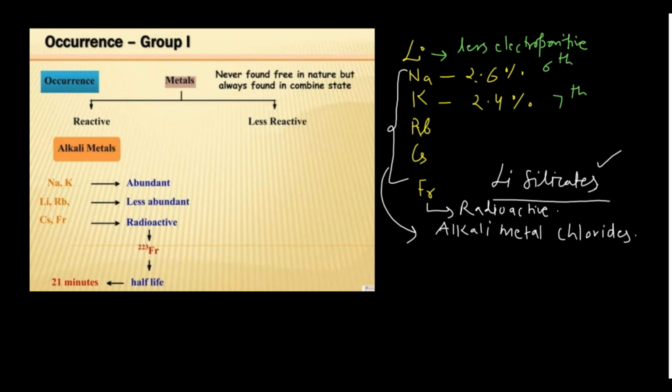And you can see here, sodium and potassium, I already told you. Lithium and rubidium are less abundant. Cesium and francium: more specifically, cesium has a little radioactivity, but francium is basically a radioactive material, and it decays, and its half-life is only 21 minutes. So this is the occurrence which you should know. Now moving to the next slide.